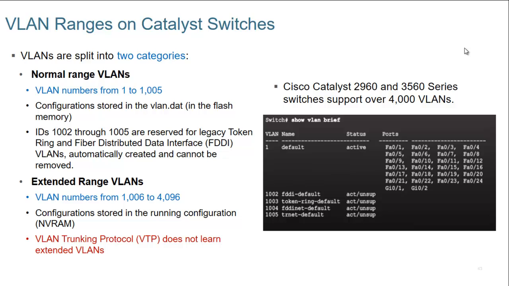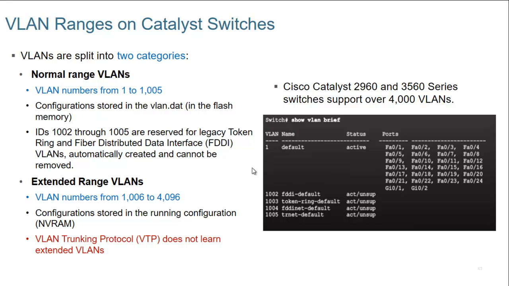VLANs are split into two categories, normal range VLANs and extended range VLANs. Normal range VLANs are VLAN numbers from 1 to 1005. And you can see from here, the VLAN numbers are identified over here. Configurations are stored in the vlan.dat in the flash memory. IDs 1002 through 1005 are reserved for legacy Token Ring and FDDI VLANs, automatically created and cannot be removed.